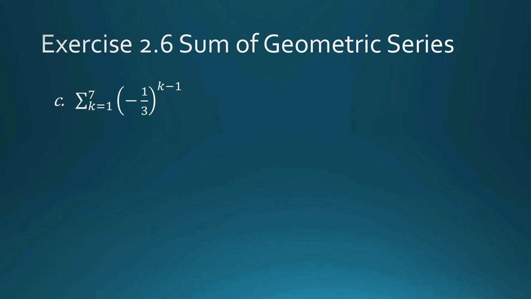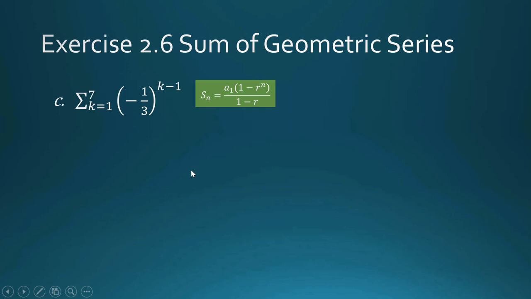Letter C, exercise 2.6, still with finding the sum of a geometric series. Find the sum of the quantity -1/3 raised to k minus 1, where k ranges from 1 to 7. So again, this is a finite sequence. Each of these terms is a term from a geometric sequence. It is a finite sum, and this is how we get the sum.